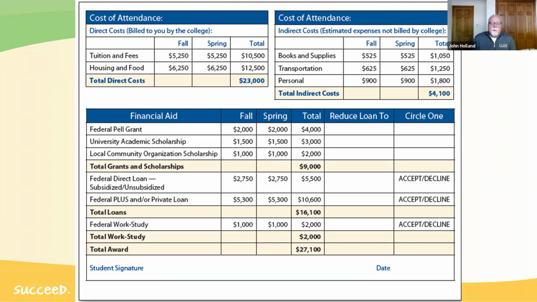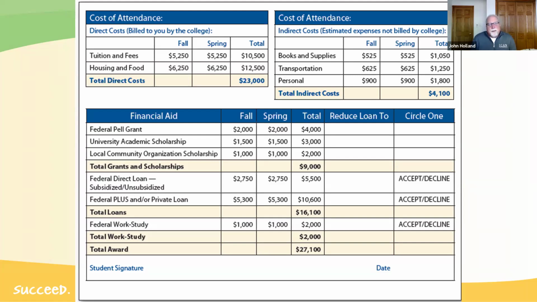So in this example, notice the direct costs are 23,000. The indirect costs are 4,100. So if we add those two together, we come up with 27,100. Now, if you direct your eyes down to the bottom middle of the screen, that's where you'll see that it says total award $27,100. So at a quick glance, someone might say, well, the cost is 27,100. They're awarding 27,100. That's great. It's a full ride.